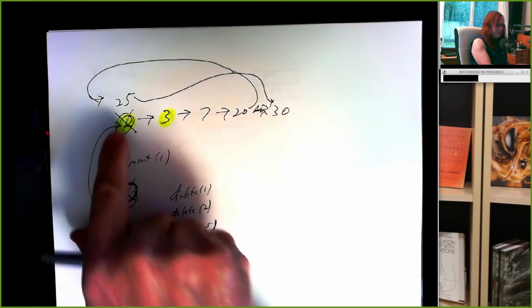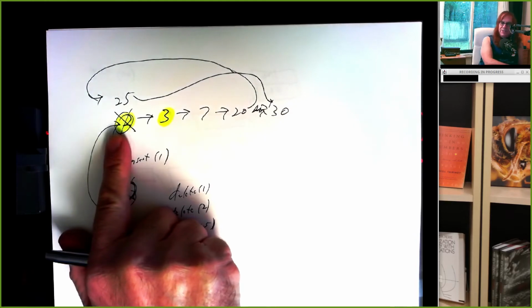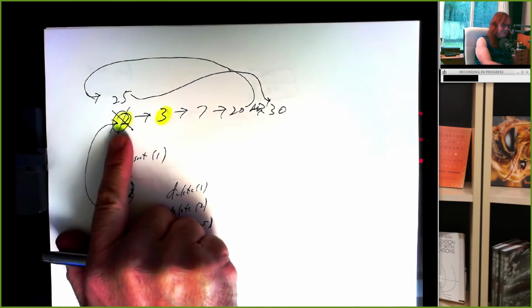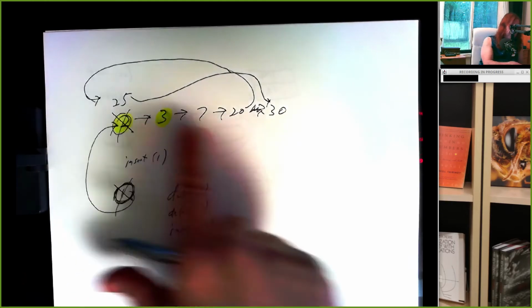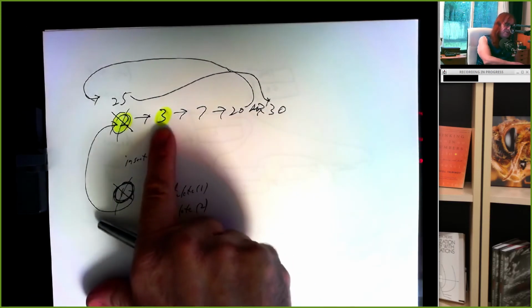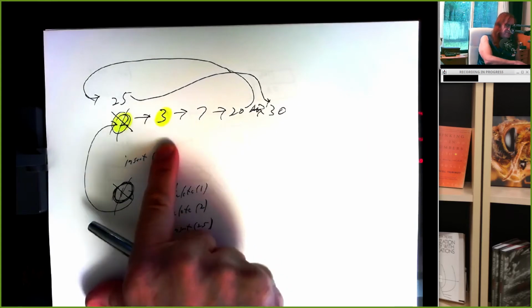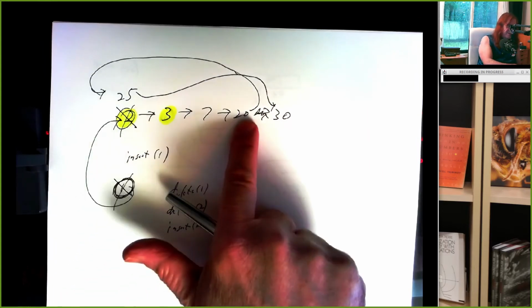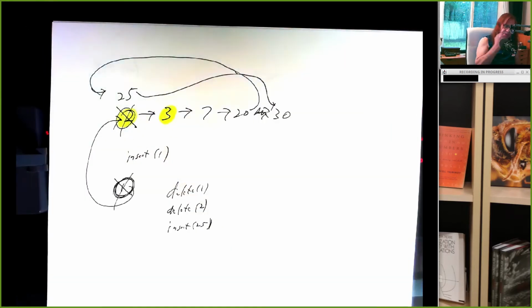And if I still think my list begins right here, I've got a really odd view of my list now, because I think my list contains a 25 followed by a 30. I need to update where my list begins and say, no, my list begins here now. So when I look at my list, I see a 3, a 7, a 20, a 25, and a 30.